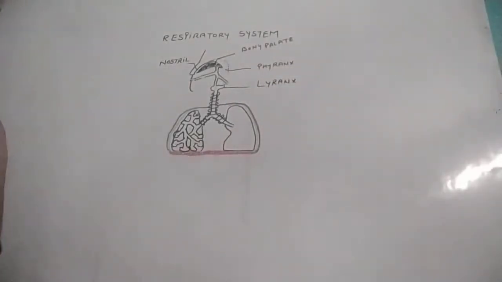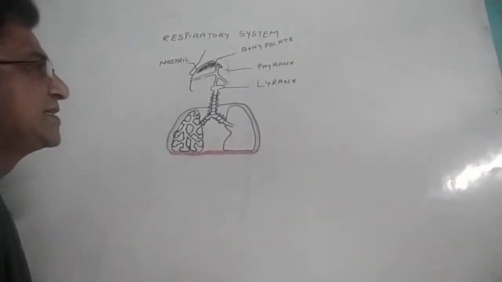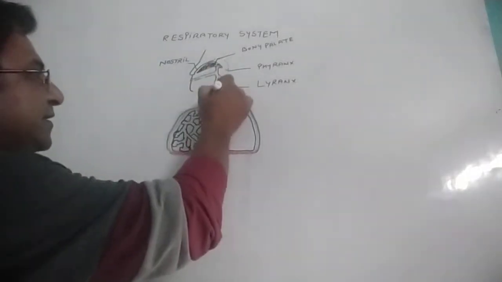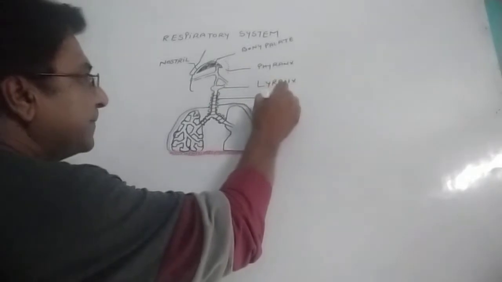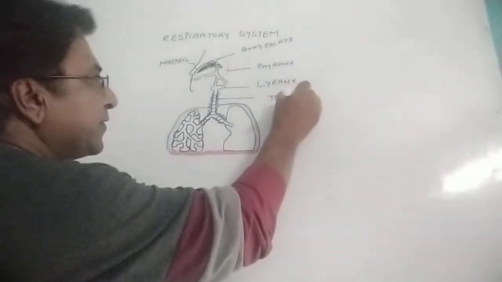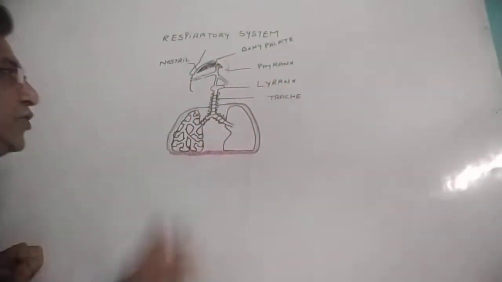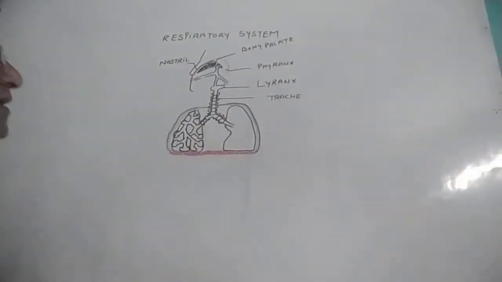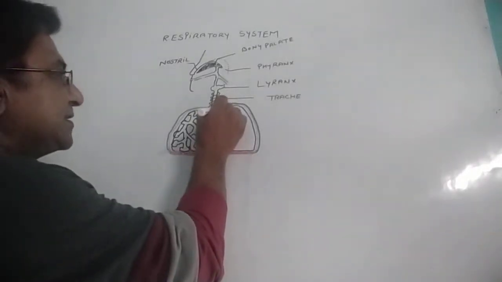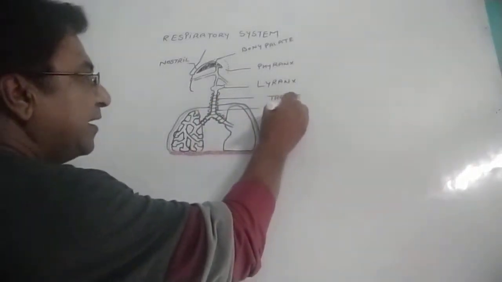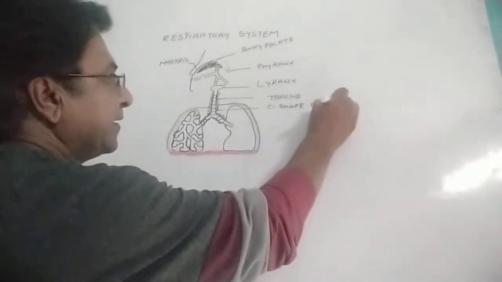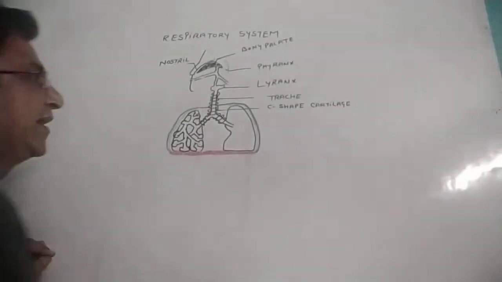Larynx is given many names, we'll understand them also. It is also called the speech box because it is the part which produces the speech. And then further it goes into the trachea. The larynx further goes into a tubular structure called trachea. The trachea is held by C-shaped cartilage. These are the cartilages which are present, C-shape cartilage. These are holding the trachea.